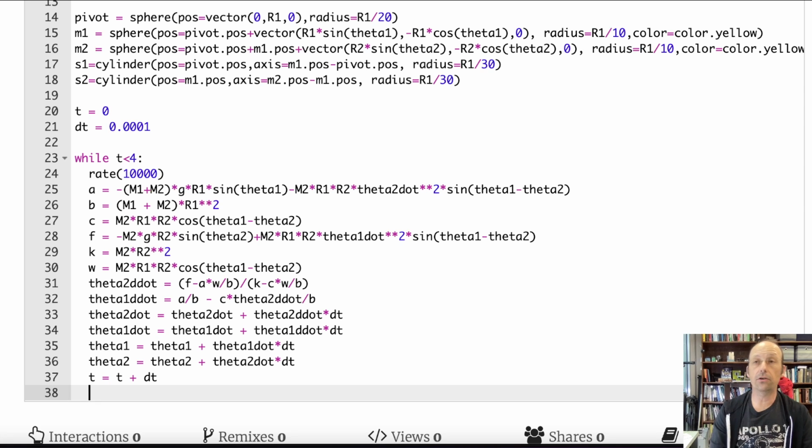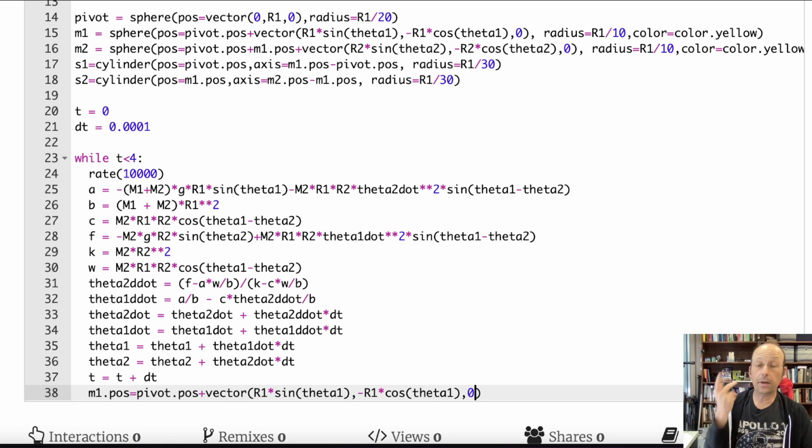So the first thing I need to do is to move mass 1. It has a new theta, so it has a new position. So I'm going to say m1.pos equals pivot.pos plus vector. I'm just retyping what I had before. R1 times sine theta 1, negative R1 times cosine theta 1, 0. That's all I did, right? But since theta 1 changed, the position changes.